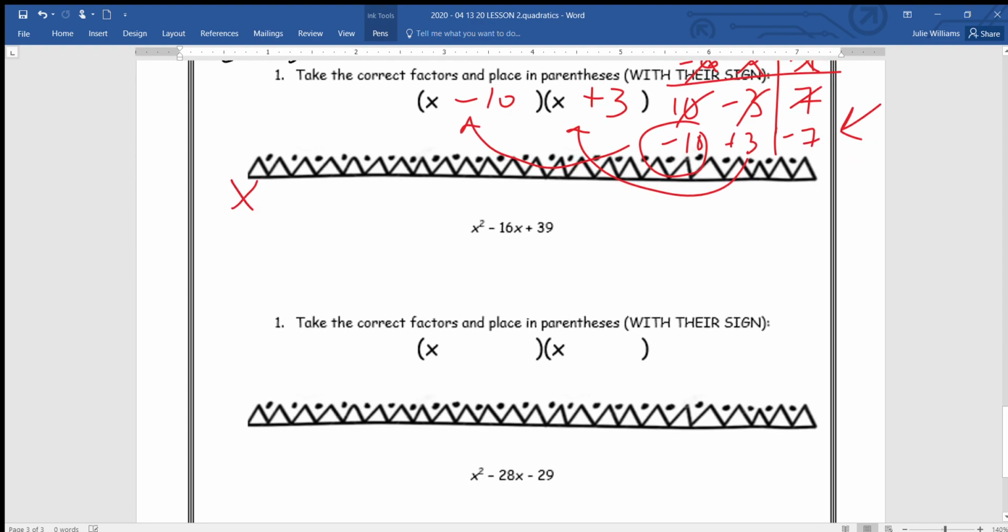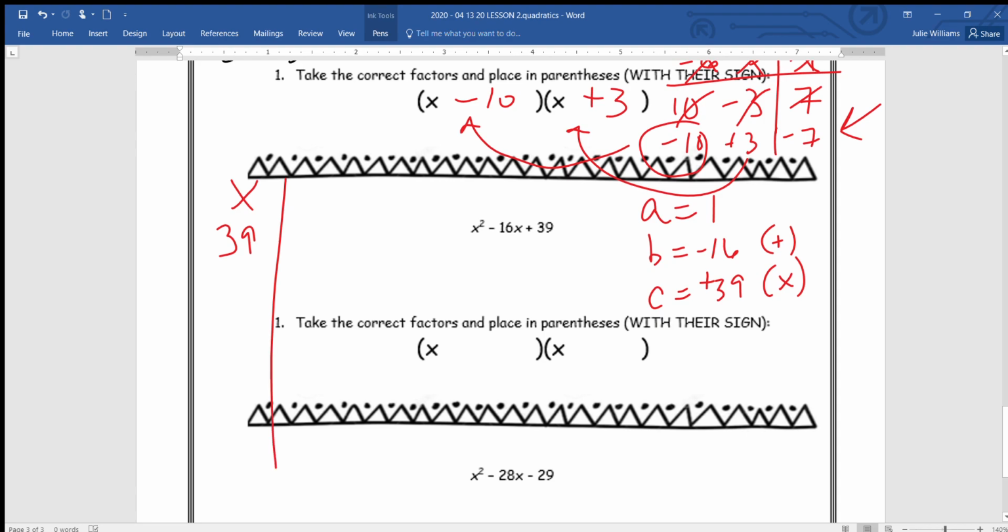Okay. Let's try this one. So numbers that multiply together, let's do a equals 1, b equals negative 16. That's what we have to add together to equal. And then c equals positive 39. That's what we have to multiply together to equal. Okay, so we have to multiply together to get positive 39. And we have to add together to get negative 16.